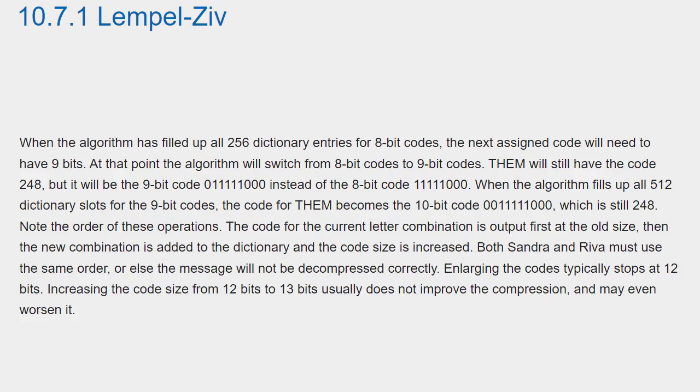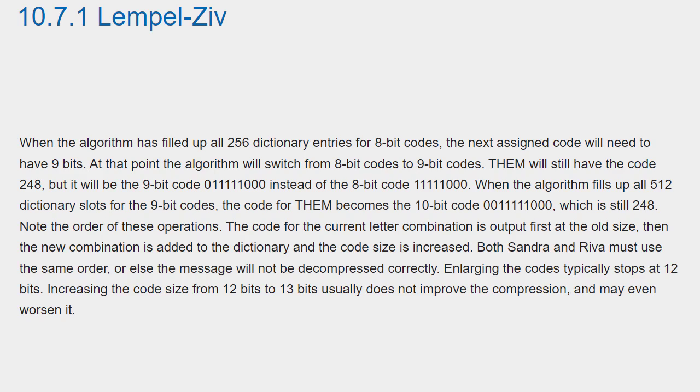When the algorithm has filled up all 256 dictionary entries for 8-bit codes, the next assigned code will need to have 9 bits. At that point, the algorithm will switch from 8-bit codes to 9-bit codes. THEM will still have the code 248, but it will be the 9-bit code 011111000 instead of the 8-bit code 11111000.